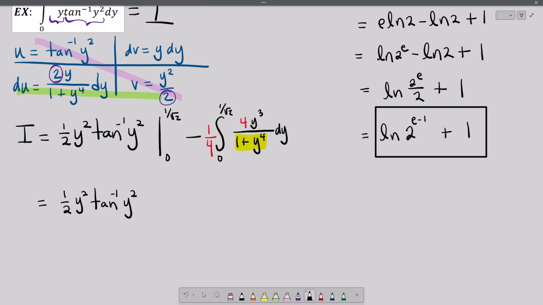So we can take away this evaluation symbol. We're going to have minus 1/4 natural log, absolute value of the denominator. Don't really need the absolute value bars because that's always positive. And then we have an evaluation symbol, 0 to 1 over root 2.